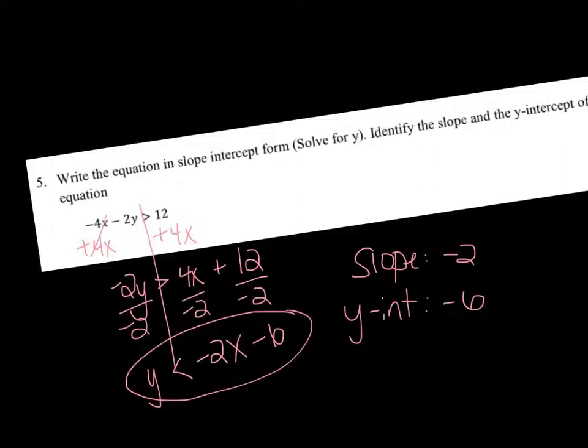So when you're doing these, just remember the basic form of slope-intercept form. y equals mx plus b, and remember the number attached to x is your slope, and the constant is your y-intercept.